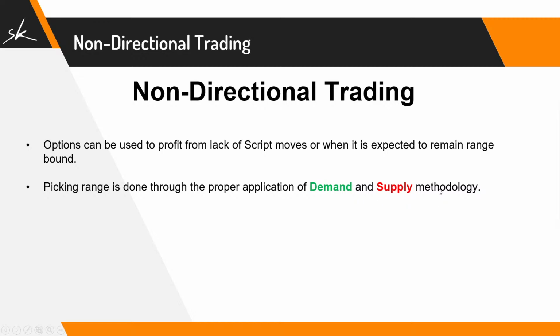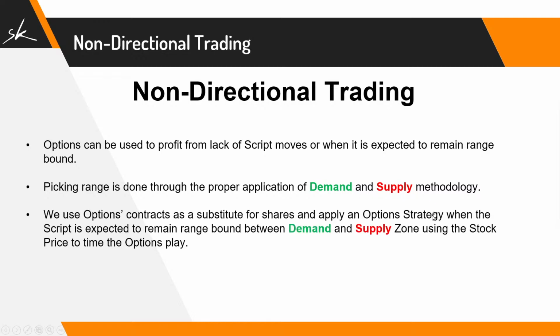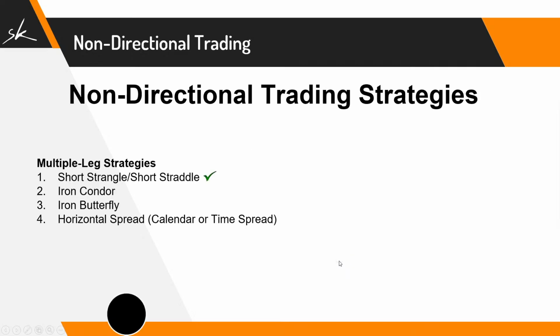I do that by using the proper application of demand and supply methodology. In case you're using, let's say, support resistance, you can do it based on support resistance. If you're doing Fibonacci levels, you can do it based on Fibonacci levels. So whatever your methodology is, based on which you can define a range, you can use that particular methodology. I do it based on demand and supply. So we use options contracts as a substitute for shares and apply option strategy when the script is expected to remain range bound, which is within our areas of demand and supply. And we use the stock or the underlying price to time the options play.